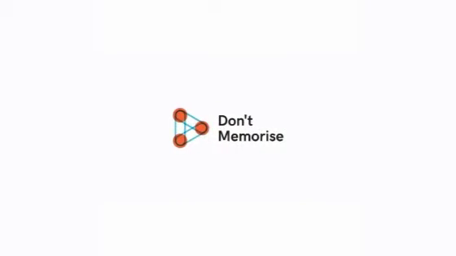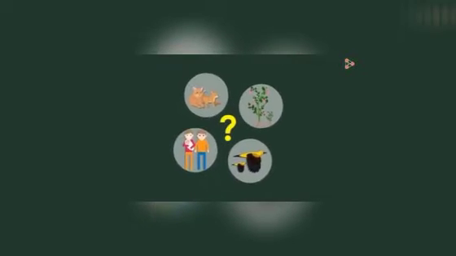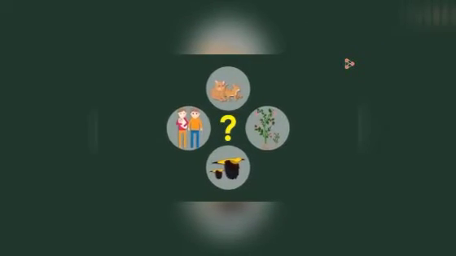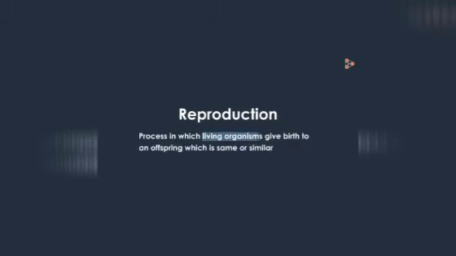All living organisms are capable of giving birth to young ones which are either exactly the same or somewhat similar to them. Can you tell me what this process of giving birth to an offspring is known as? The process is called reproduction. In simple terms, it's defined as the process in which living organisms give birth to an offspring which is the same or similar to them.